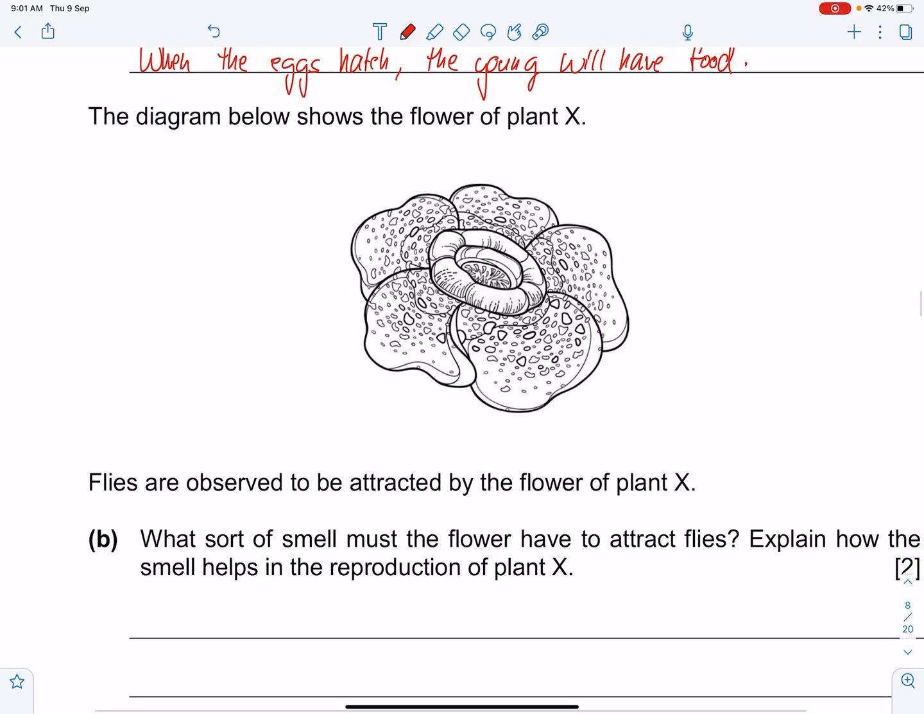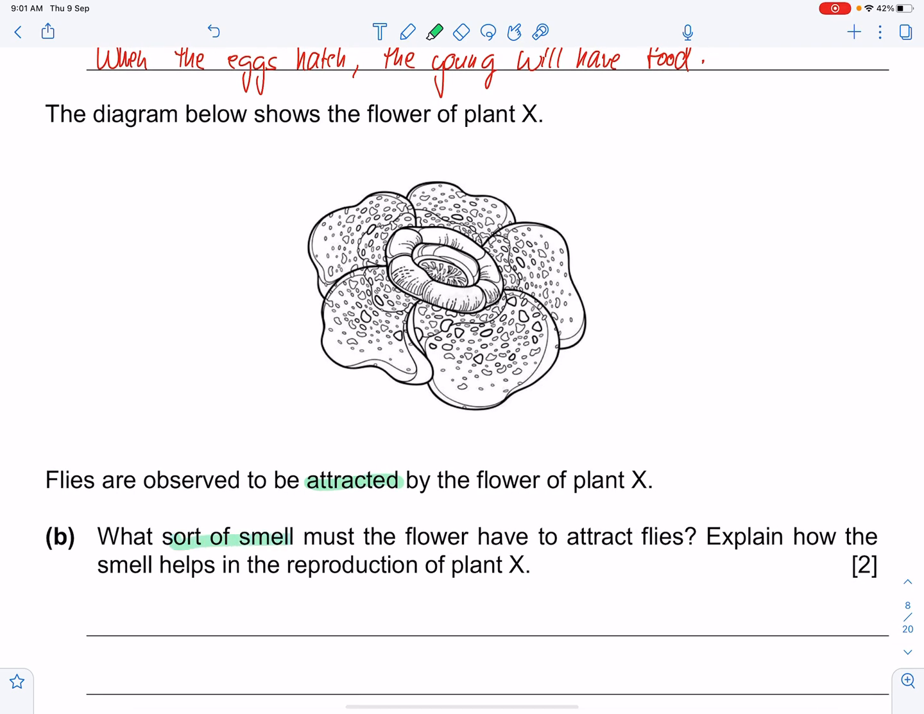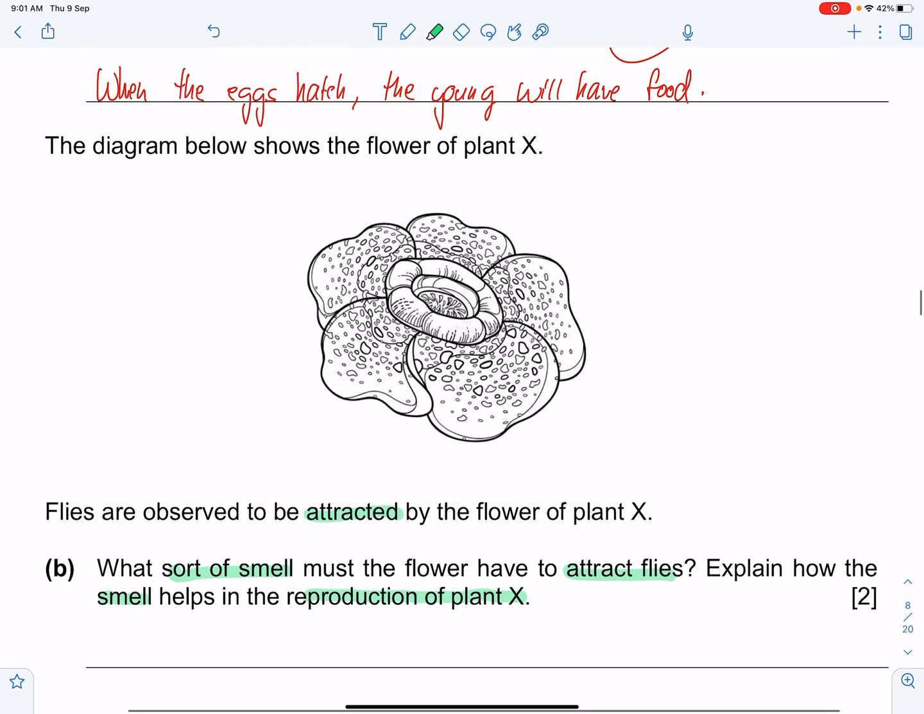Now, flies are observed to be attracted by the flower of plant X. What sort of smell must the flower have to attract the flies? Explain how the smell helps in the reproduction of plant X. Now, here's a few things. Let's break it down. Let's talk about the smell first.